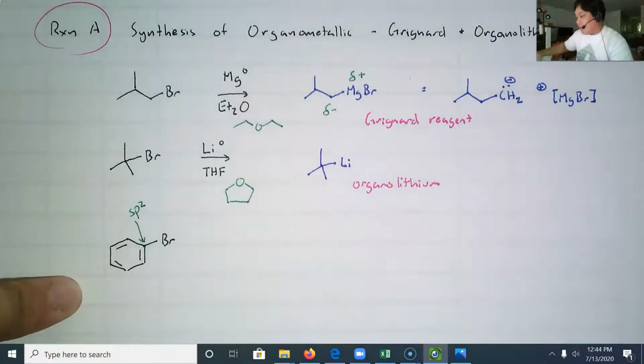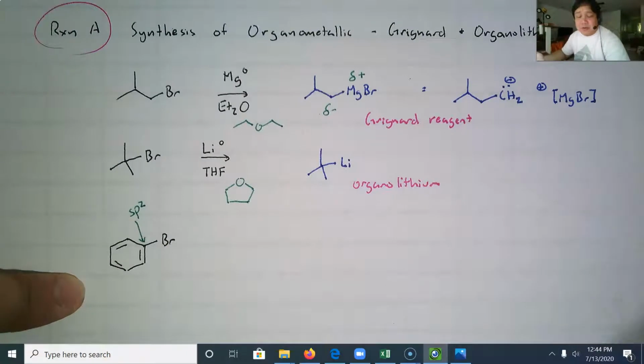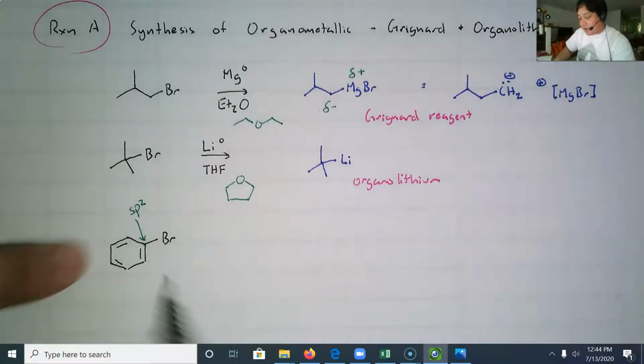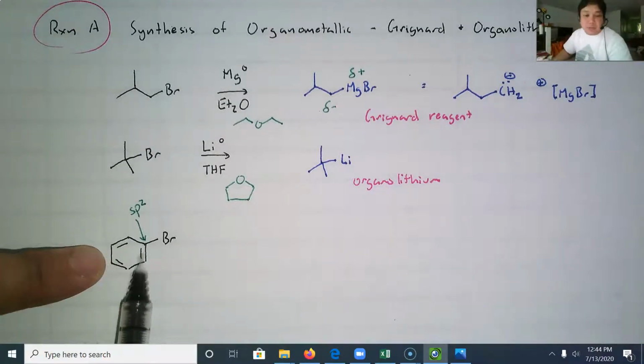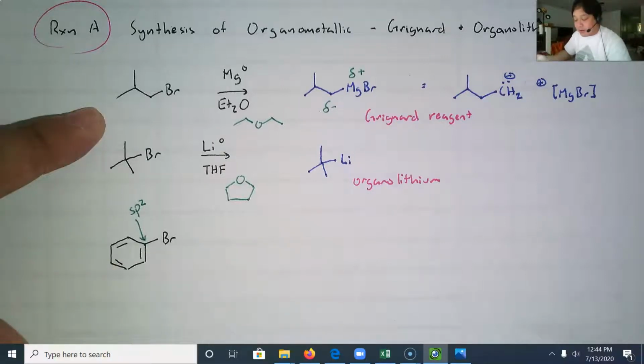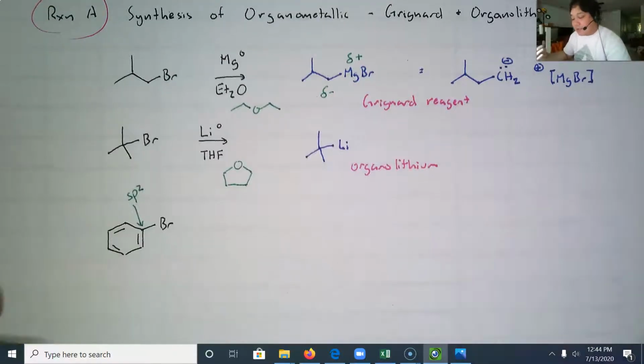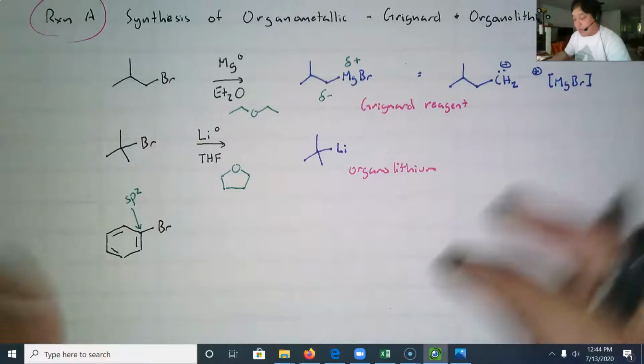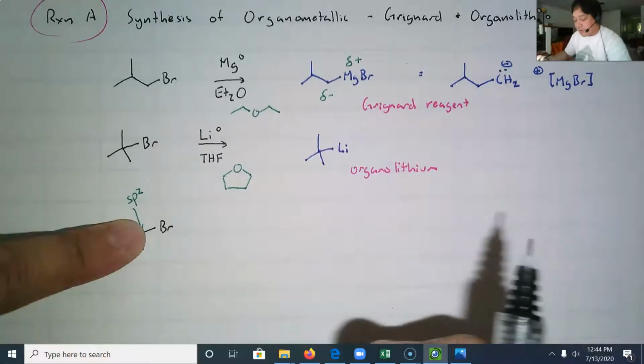When you did your SN1 and SN2 reactions with alkyl halides, right? You'd never do an SN1 or an SN2 on a carbon that is on the double bond. It always has to be primary, secondary, or tertiary on an alkyl chain. But for the synthesis of organometallics, you can substitute this out.